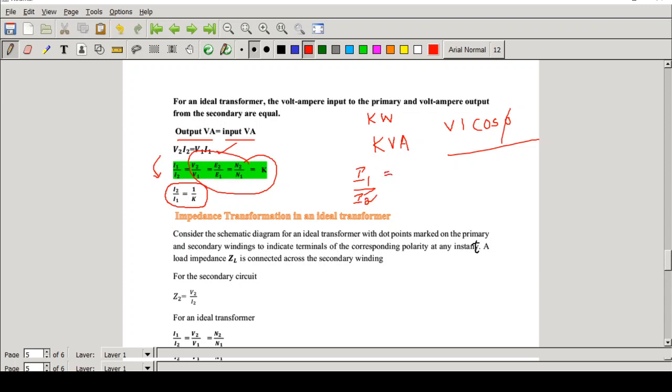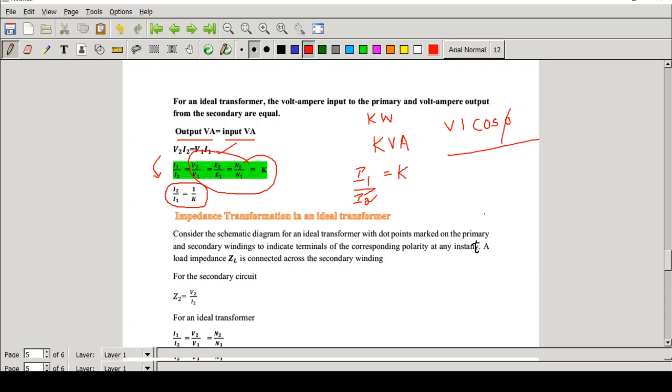Now these transformation ratios are required when you are transferring quantities from one side to the other, that is primary to secondary or secondary to primary. You will understand that better when you are working on the equivalent circuit diagram. So what is transformation ratio K?